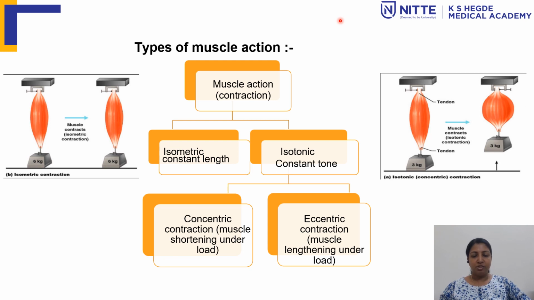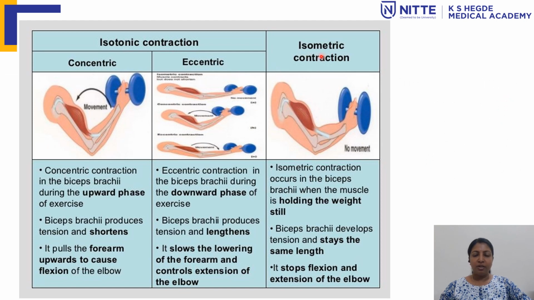Coming to the types of muscle action or muscle contraction, there are two types. We have the isometric contraction and the isotonic contraction. In isometric contraction, when the contraction happens, the length of the muscle remains constant. Whereas in isotonic contraction, the length of the muscle shortens, but the tone or the tension remains constant. Isotonic contraction is subdivided into concentric contraction and eccentric contraction. In concentric contraction, the muscle is shortening under load, and in eccentric contraction, the muscle is lengthening under load.